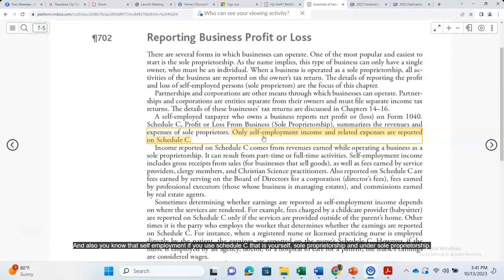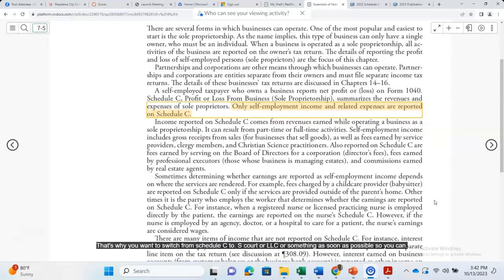And also, if you use Schedule C for self-employment, that means you are a sole proprietorship, and under sole proprietorship there is unlimited liability. So make sure you know that and your client understands that. That's why you want to switch from Schedule C to S Corp or LLC or something as soon as possible, so you can limit that unlimited liability to limited liability.